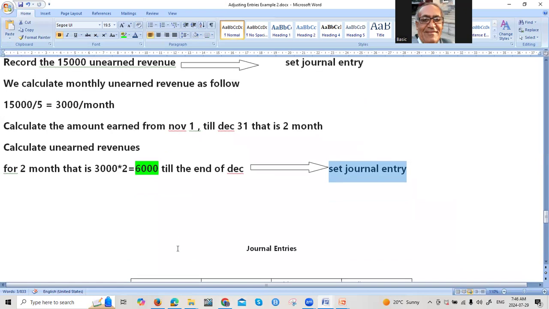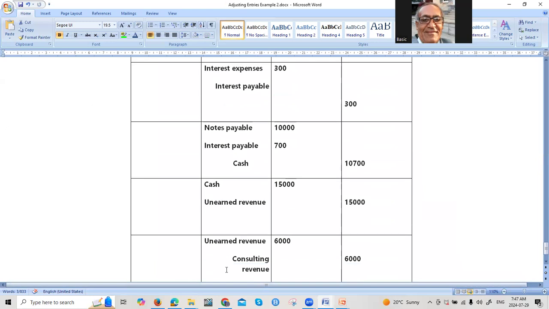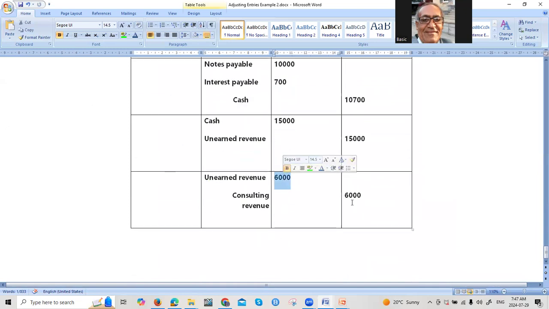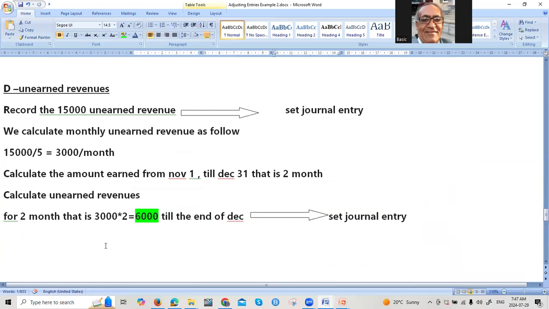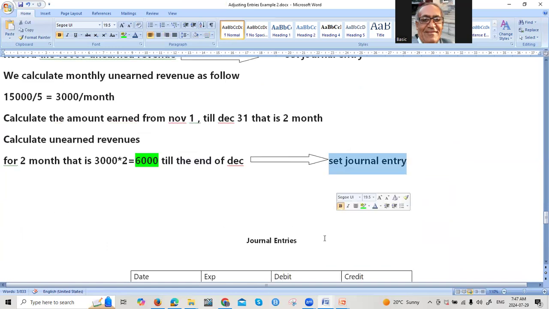Here we go. First of all, I will register from cash the whole amount, 15,000, into unearned revenue. Then I will register what belongs to the rest of the year, November and December, only 2 months. So here, unearned revenue into consulting revenue with the 6,000, which is for the 2 months. Again, 3,000 times 2 equals 6,000. This is till the end of December, and I will put it on the journal entry.